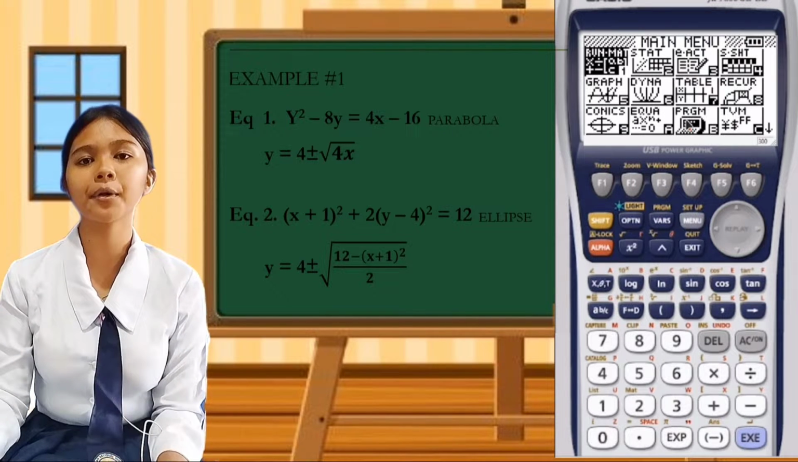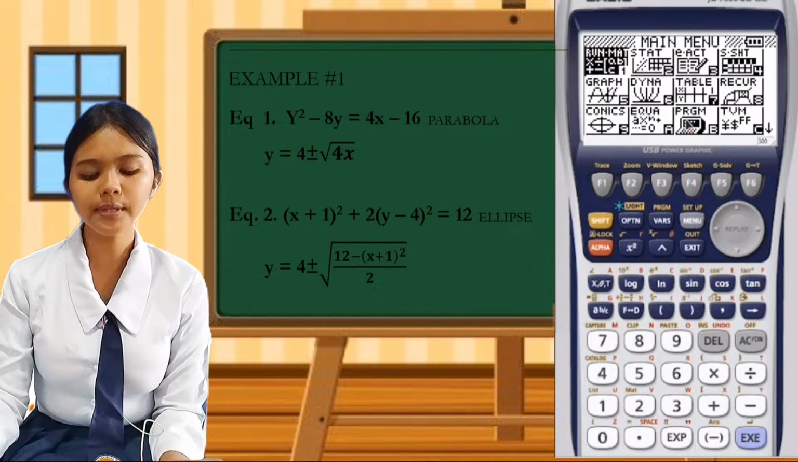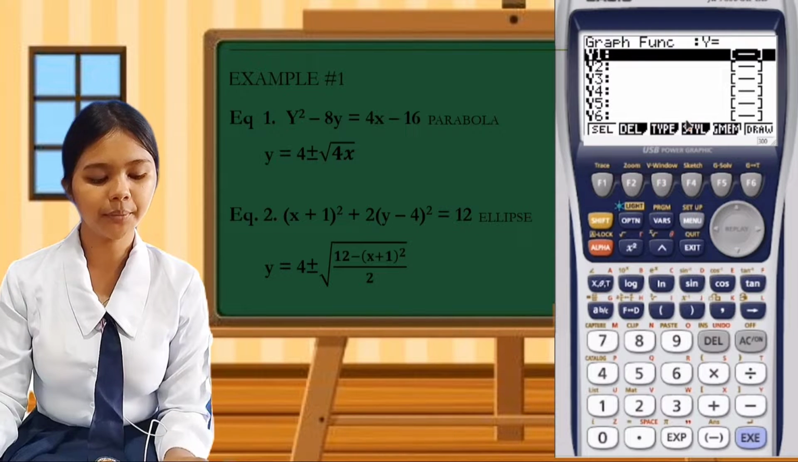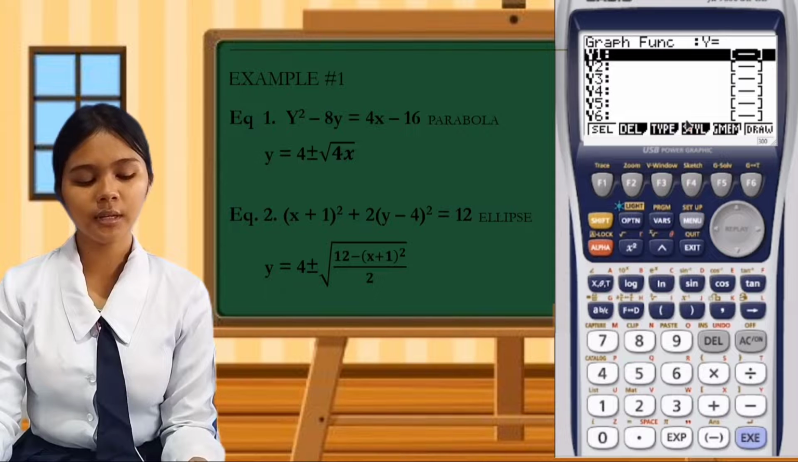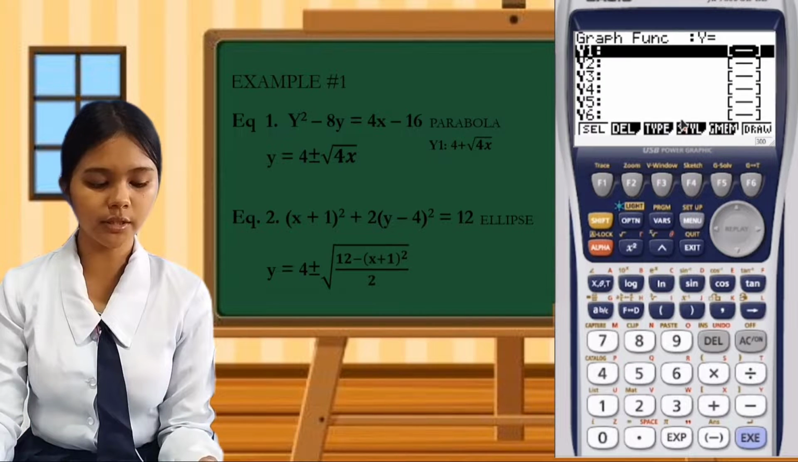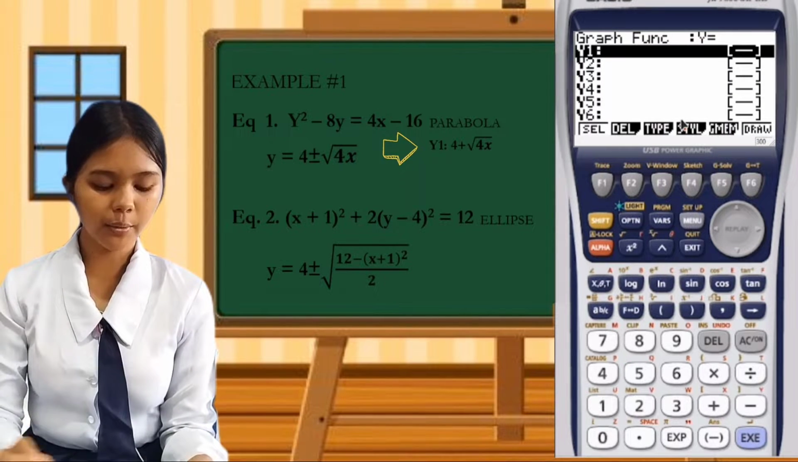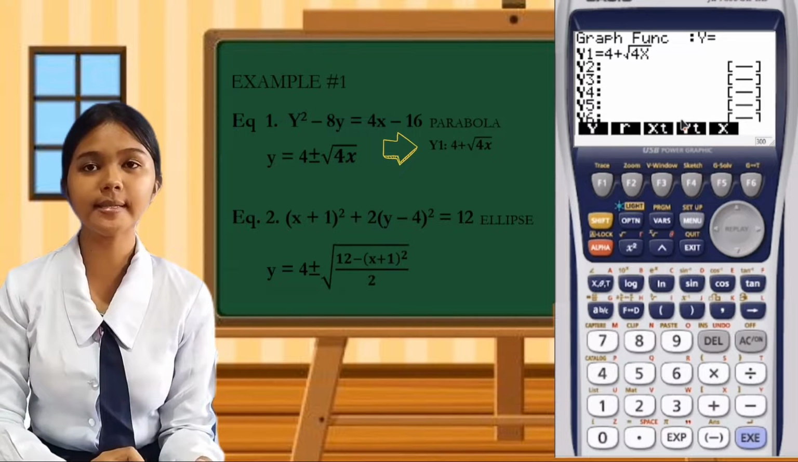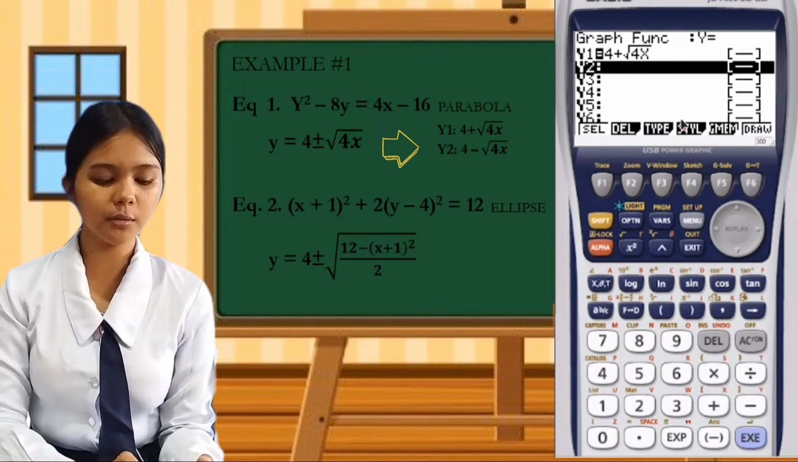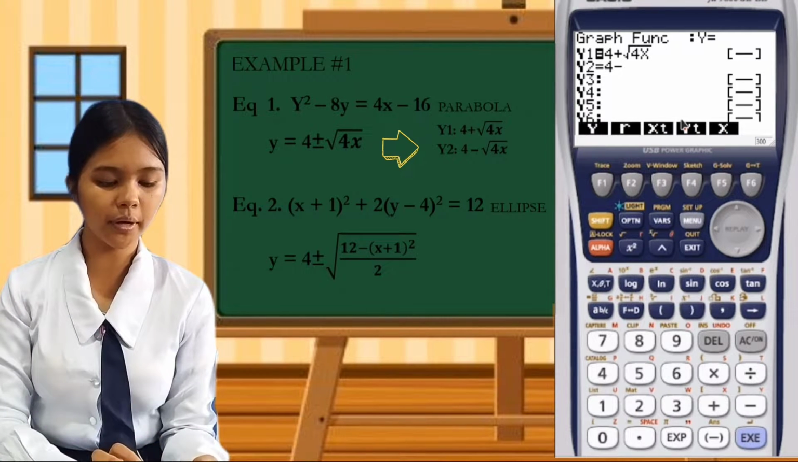So we have here our menu. We will use graph in this particular problem. Let's enter our first equation. For our first equation, we have y1 equals 4 plus the square root of 4x. Then press execute. For our second equation, we have y2 equals 4 minus the square root of 4x.